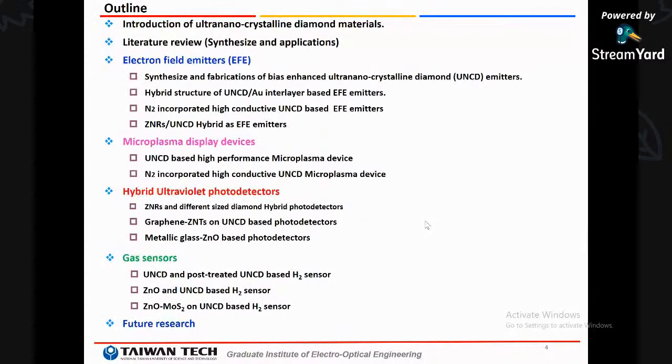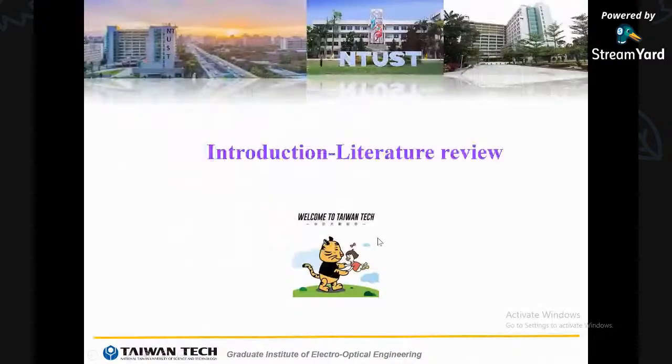Gas sensors are also very important because they can be used in the laboratory as well as in industry, because if hazardous gases like hydrogen leak into the atmosphere, humans will be in danger, right? So we do this kind of application with nano diamond hybrids. I will present these things today with you all, and also share some future research that we are going to do with the nano diamond. So let's start with the literature review.